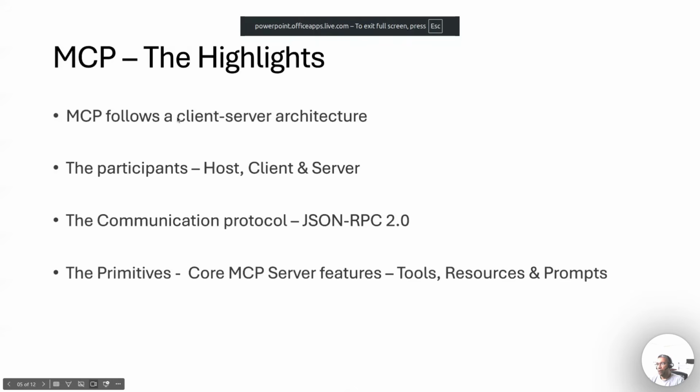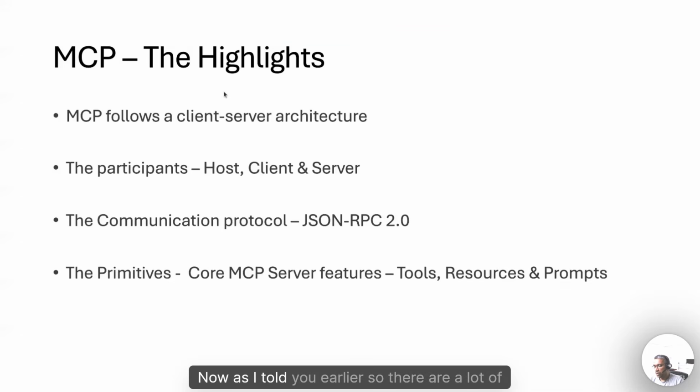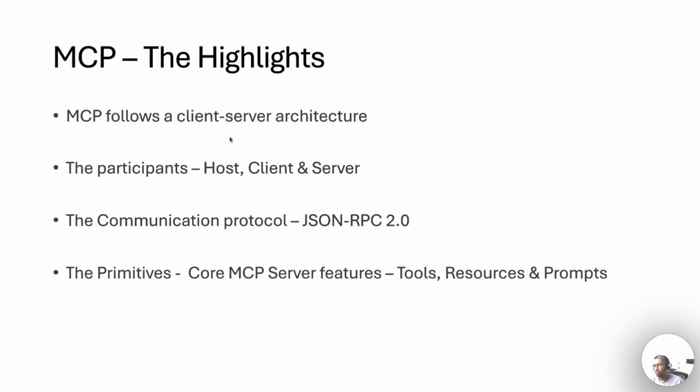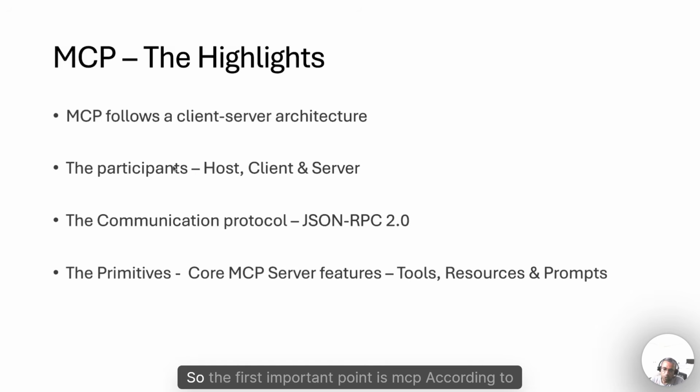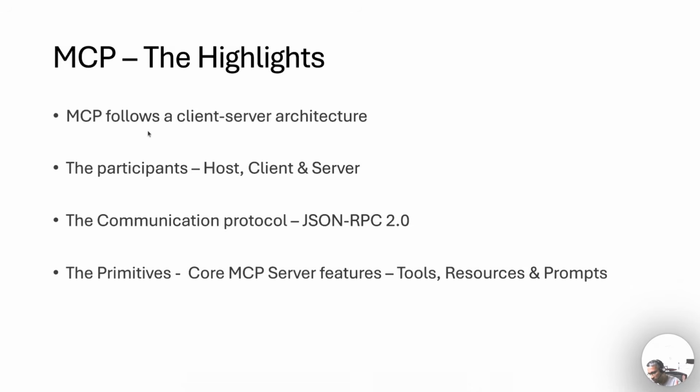As I told you earlier, there are a lot of things around this protocol, but I'm going to only discuss what is required for our purpose. I think you need to understand these four points, so let's take them one by one. The first important point is that, according to the definition of this protocol, MCP follows a client-server architecture. That means there should be a client and a server, that is, an MCP client and an MCP server.